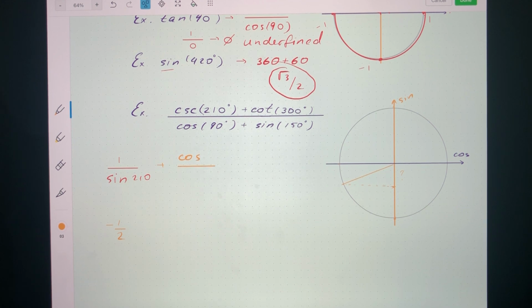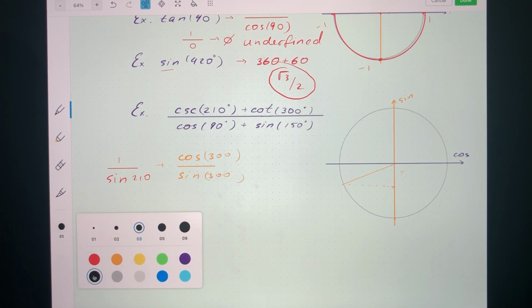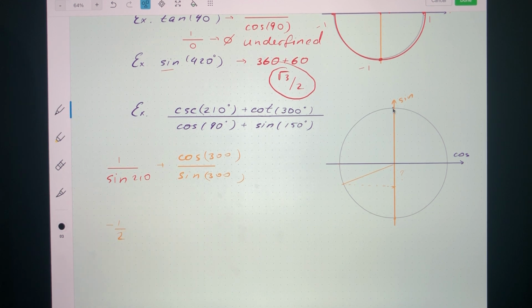So cotangent is cosine over sine of 300 degrees. So what is cosine of 300? So the 300, where is it? That's 90 degrees. The first quadrant is 90, second quadrant 180, extra 90 is 270. How much do I need to add to 270 to get 300? Well, that answer is 30.